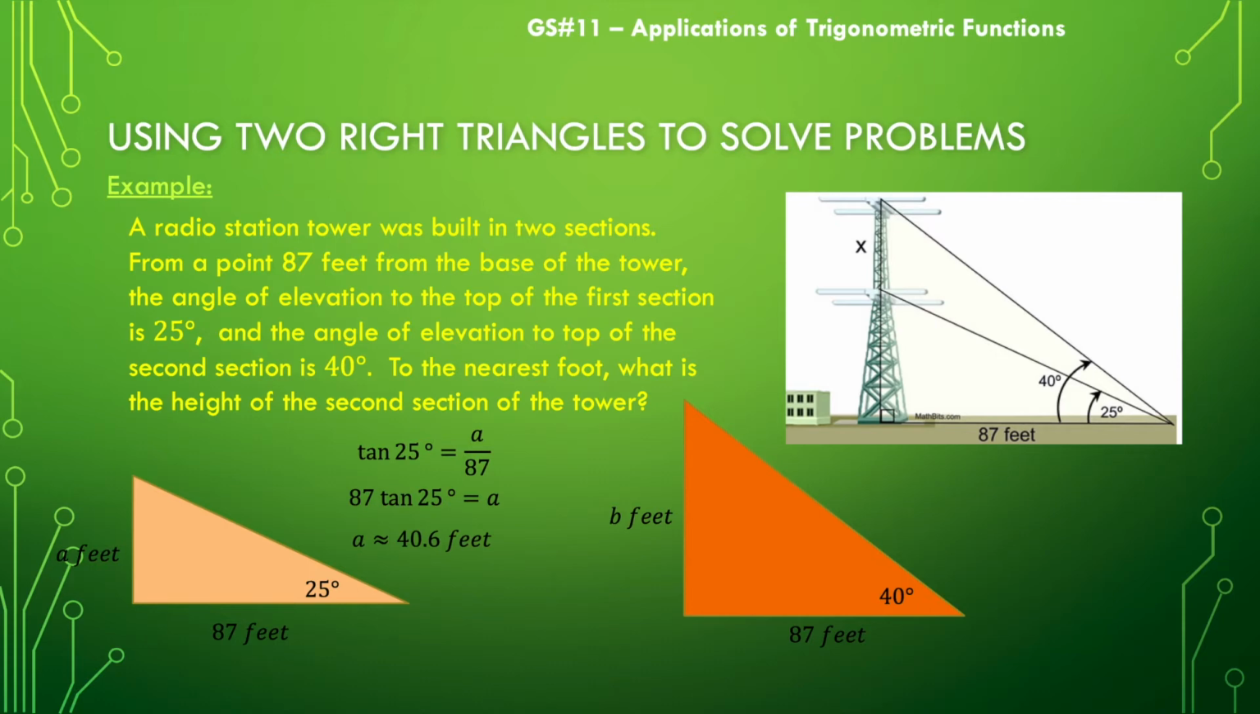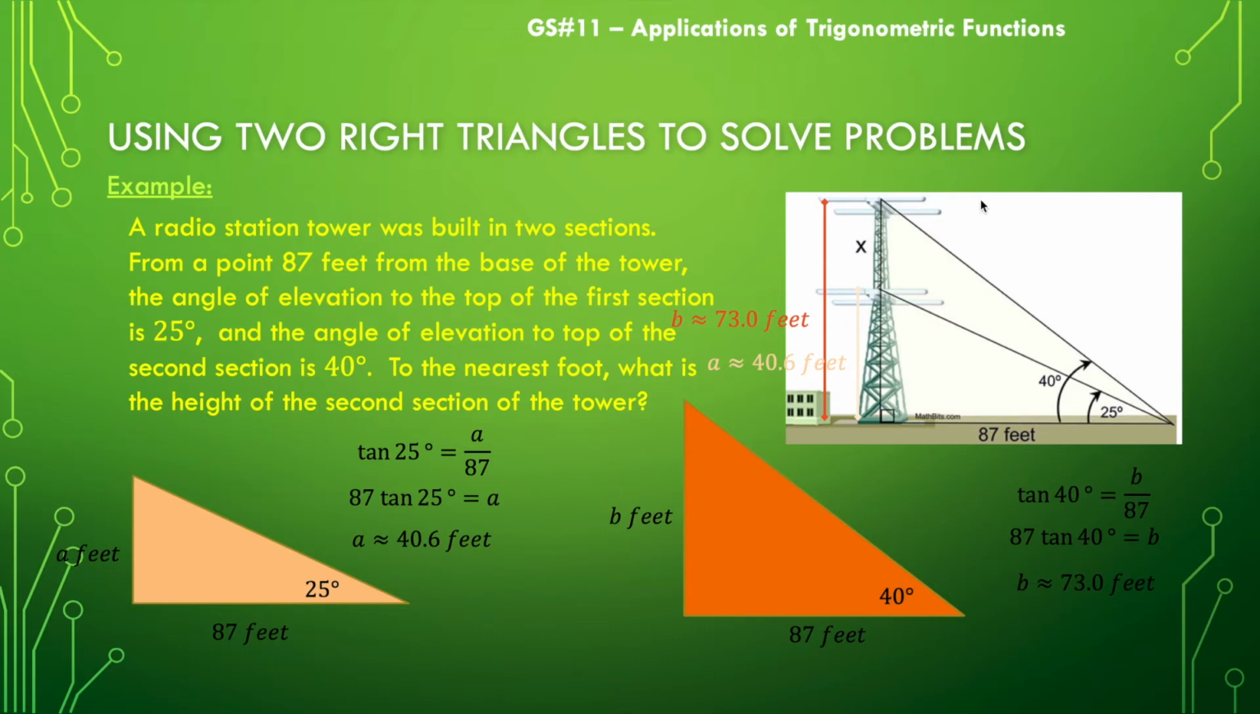We can do the same thing over on the right-hand side. For this larger triangle, we can say the tangent of 40 degrees is B divided by 87. And so B is equal to 87 times the tangent of 40 degrees, which we can approximate as about 73 feet. Let's mark up our initial diagram here. The height of the entire tower, which we call B, is 73 feet, and the height of the first section of the tower is about 41 feet, or 40.6 feet.